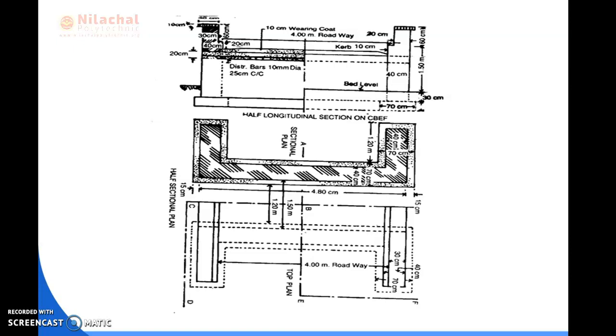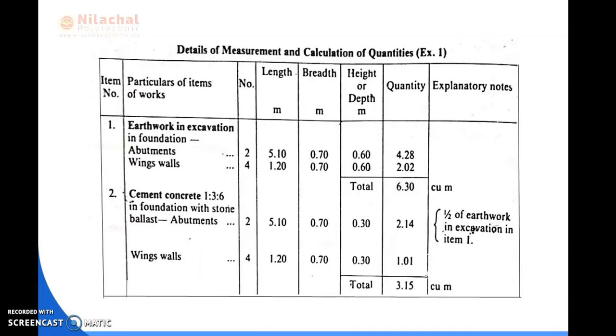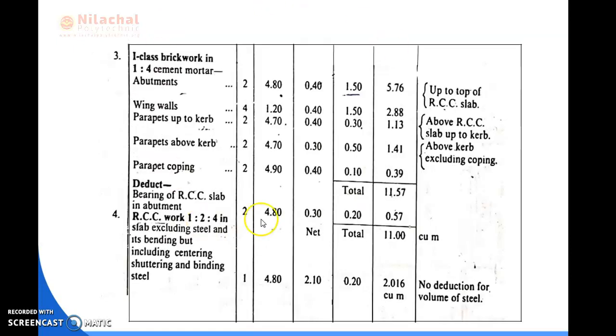Okay. So first of all, how can we define the parapet section? Here 3 types of parapet are given: parapet up to curve, parapet above curve, and parapet coping. What do you mean by parapet up to curve, parapet above curve, and parapet coping?